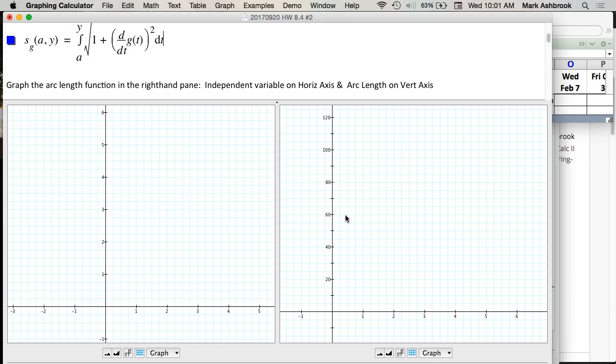So what will I write in GC to do that? To accumulate arc length on the vertical axis as a function of the y values over here on this horizontal axis. Any volunteers? How will I do this in GC? So first of all, how do we graph something in GC? Just in general, we've got a function. How do I graph that function? Yeah, so like y equals f of x, right? So y equals f of x.